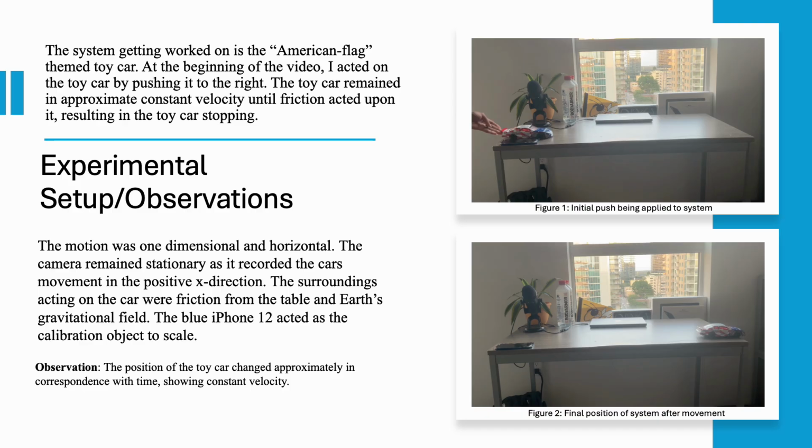The surroundings acting on the car included Earth's gravitational field, the table surface, and friction between the car and the table. An iPhone 12 was used as the calibration object so that Tracker could convert distances measured in pixels into real physical distances. From observation, the position of the toy car increased approximately linearly with time, suggesting motion at nearly constant velocity.